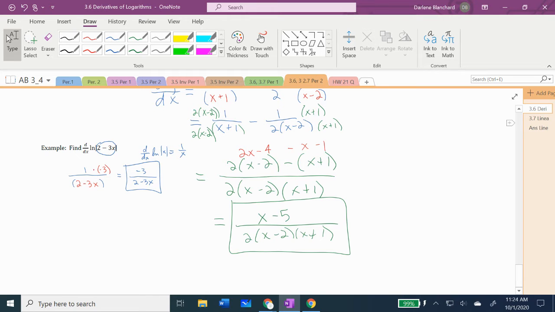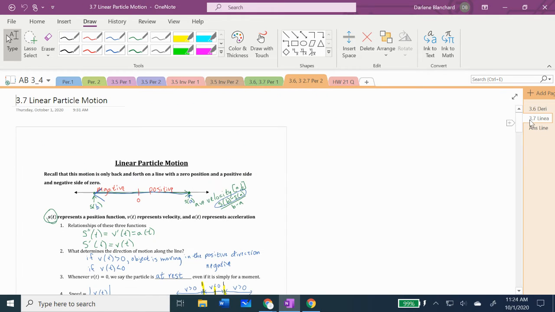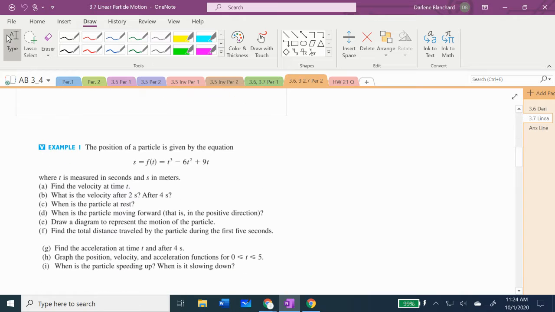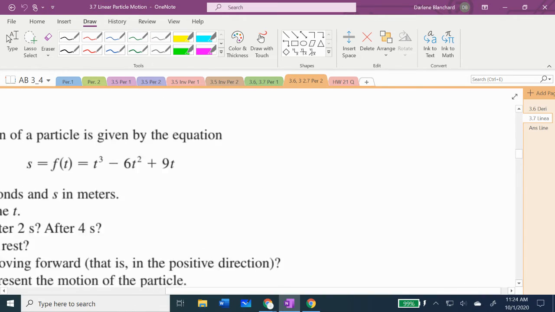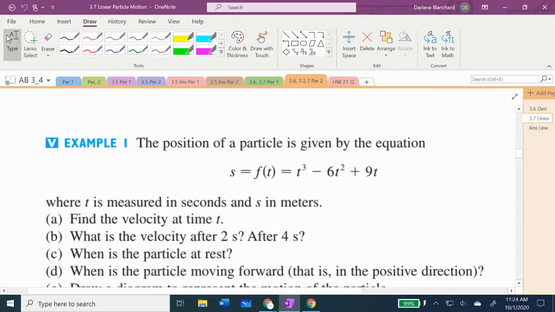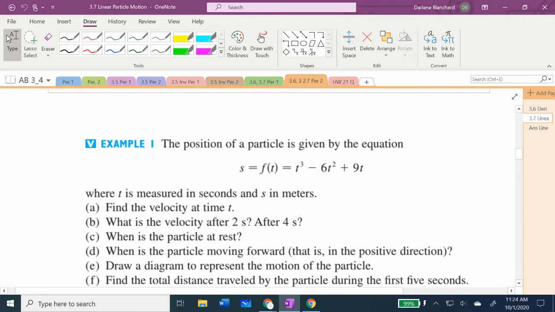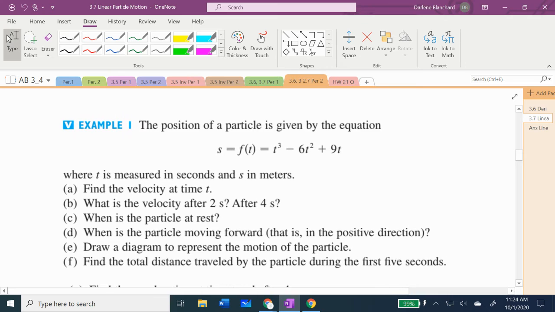Now I'm going to move over to examples with the linear particle motion, and I'm going to talk you through example 1. It's a very long example and it covers everything. I've got the answers here ready to save us a little bit of time.